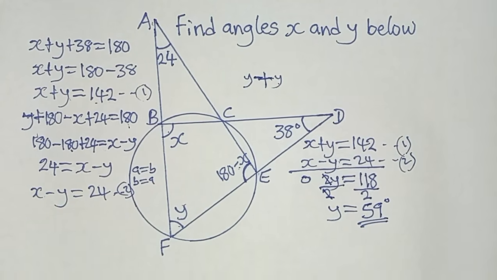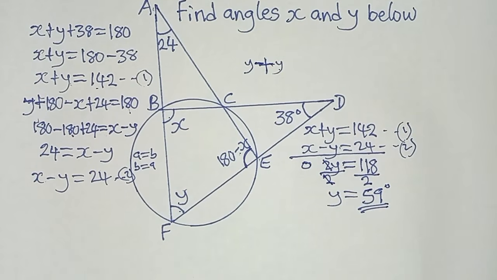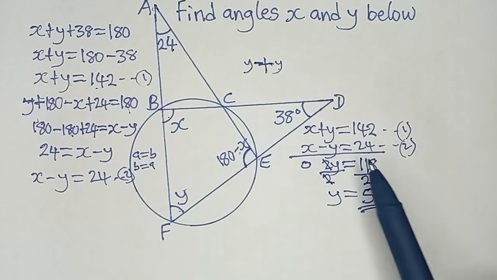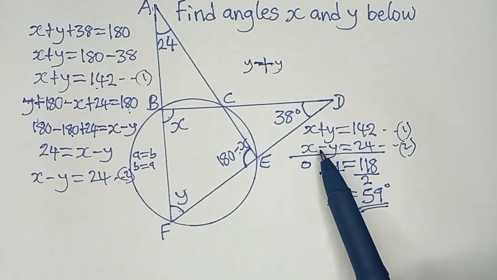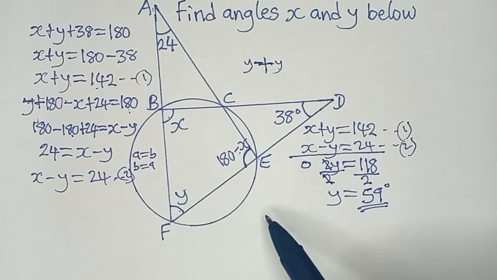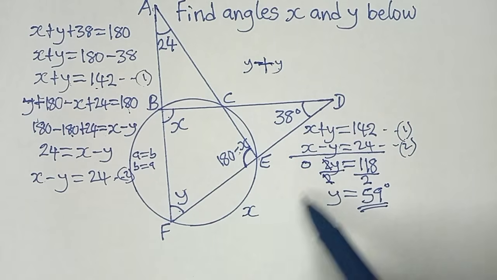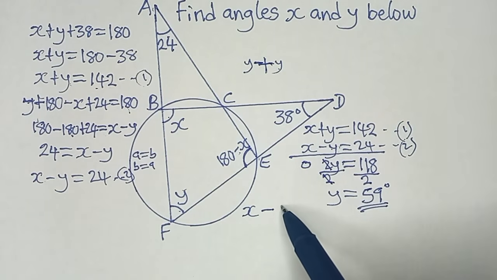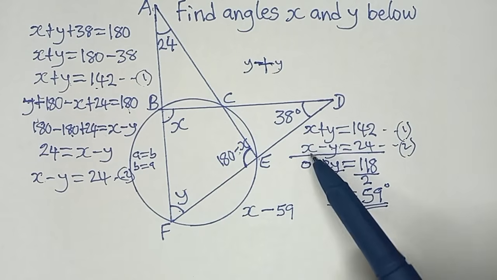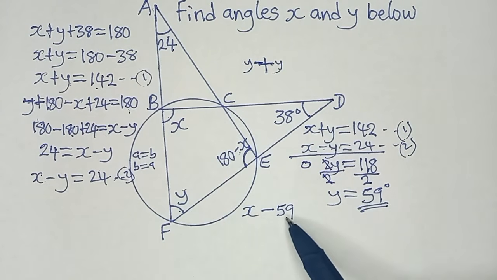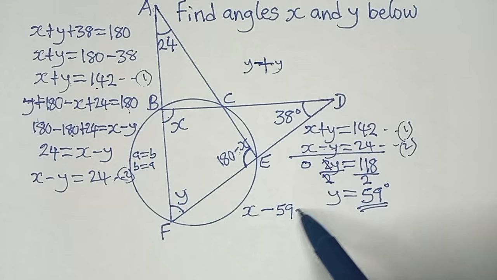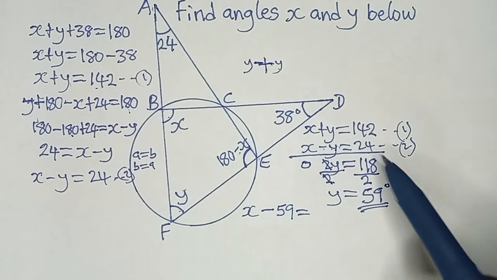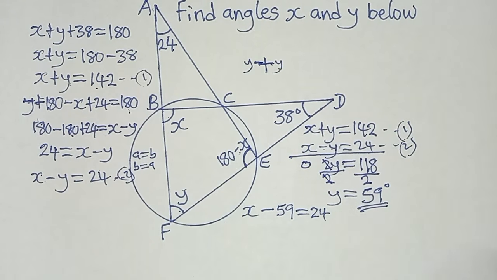Hope you are seeing that. So we have the value of angle y. Now let me use equation 2 to find the value of x. From equation 2, I can simply write x, which is what I'm looking for, minus y, which is 59. So minus 59. Don't forget x minus y, y is 59, and that is equal to 24, because I'm using equation 2.